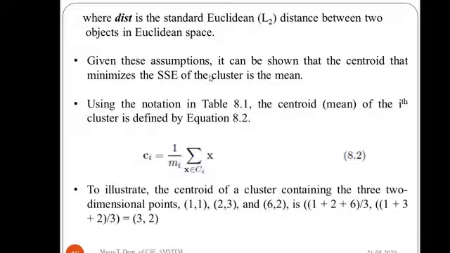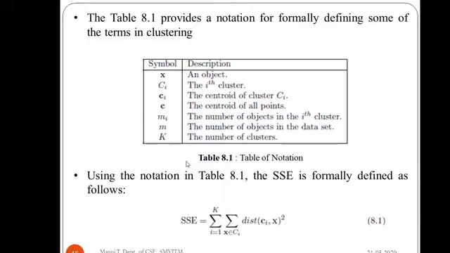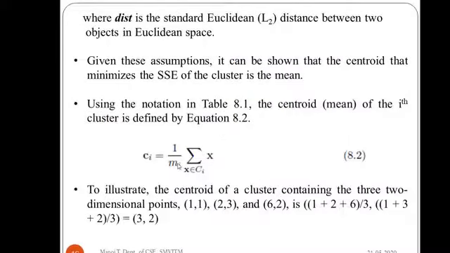Given these assumptions, it can be shown that the centroid that minimizes the SSE, that is sum of squared error of the cluster, is the mean. It's very simple to do that using the notation in Table 8.1. The centroid, the mean of the ith cluster, is defined by the equation: you take all the points x belonging to Ci, divided by the total number of objects in the ith cluster, that is mi.